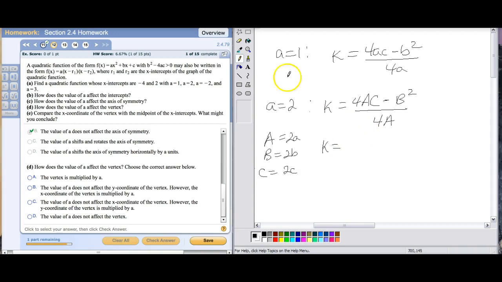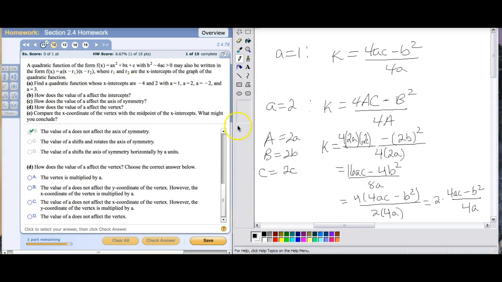So if we plug all this in, we get the following. We plug all that in and we see that the result, in this case when we let a equal 2, is that our k ends up being 2 times what we originally started with here. So what this tells us is that if we change a by a multiple of 2, then our y coordinate for the vertex will change by a multiple of 2. So a is affecting the y coordinate for the vertex by a multiple of 2 here.